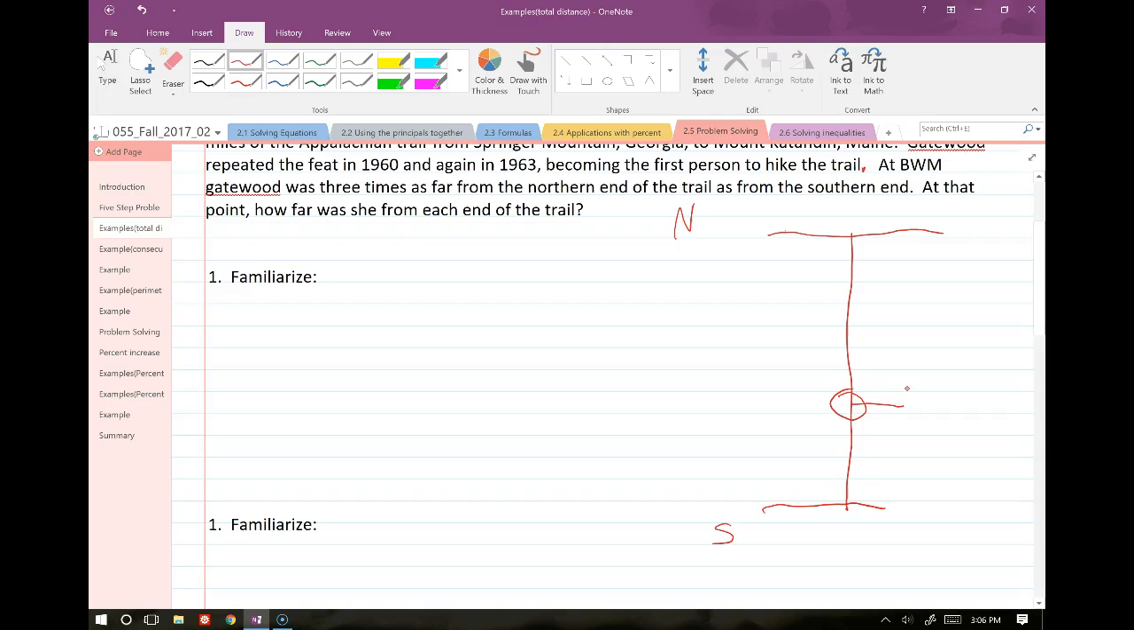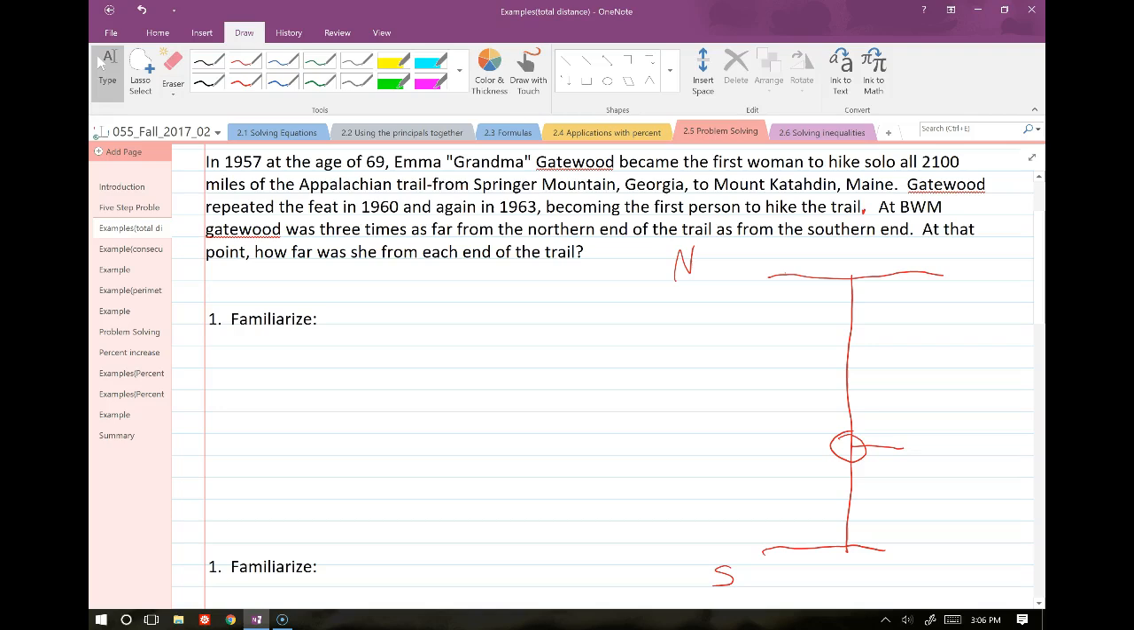Okay. So let's see now. What we want to do first is figure out what our unknowns are. So right here, in this last sentence, when they say, how far was she from each end of the trail? That's an indicator that those are going to be variables, right? They ask us the question about that distance, so that's going to be our variable, right? So let's say, let D equal the distance from the south end.